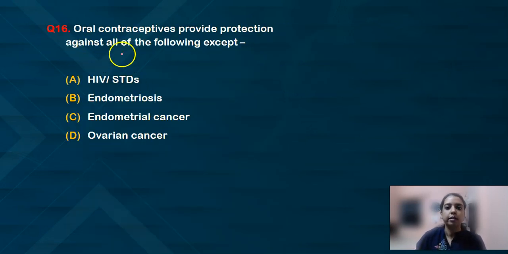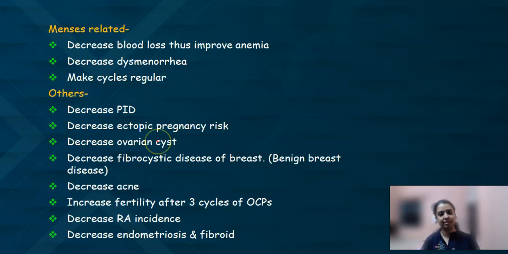Next, oral contraceptives provide protection against all the following. Easy. HIV, endometriosis, cancers, endometrial, ovarian. So let's see. Besides contraception, they provide you a lot of menses related benefits, which is decrease blood loss, hence improve anemia, decrease dysmenorrhea, make your cycles regular. Besides that, it decreases the risk of PID. How? Because it makes your cervical mucus thick. That is why PID risk is decreased.